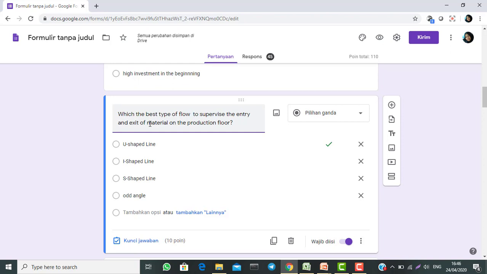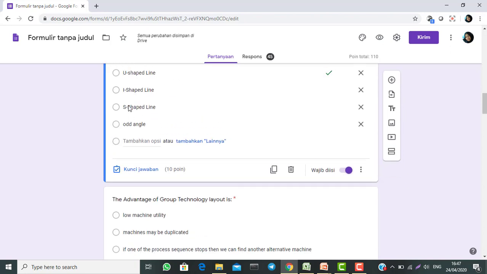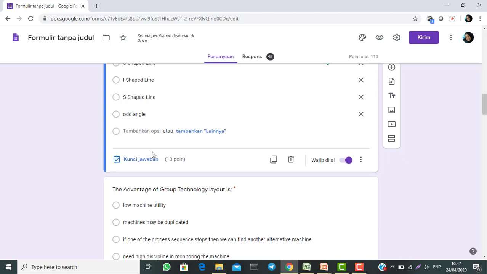Just take a look again at my slides about the material flow and also the layout types. In this case, to supervise the entry and exit of the material, the best answer will be the U-shape, because in the U-shape you can easily monitor when the material is coming in and out. The S-shape and odd angle are applicable for a factory that has limited space.